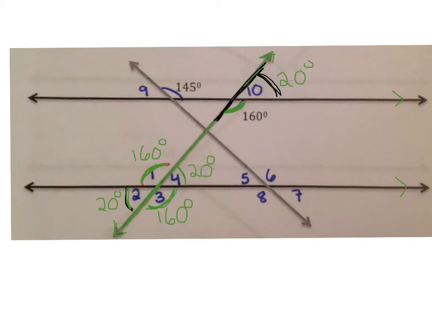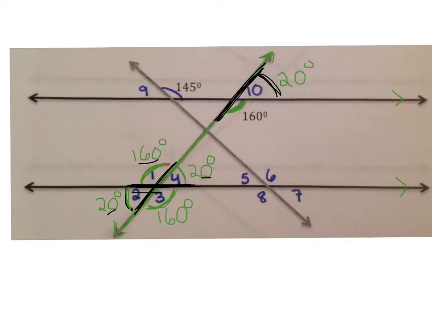And what I like to do is just to double check, make sure my straight lines add up to 180. So we've got this straight line, 160 and 20 add up to 180. This straight line, same thing, 160 and 20. So just going back over and checking that your straight lines add up to 180.